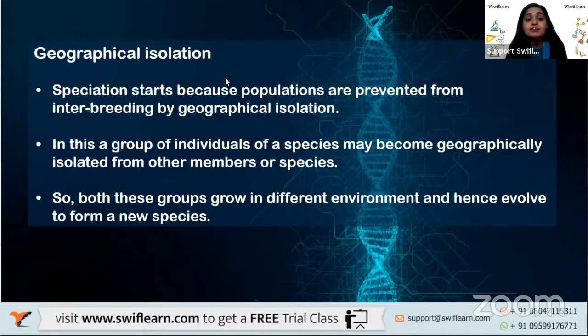In this, a group of individuals of a species may become geographically isolated from other members of the species. So both these groups grow in different environments and hence evolve to form a new species, right? Because they both are now geographically different. The temperature can be different, the food habits, the food availability can be different. So after years or after generations, they both are now different or new kinds of species.